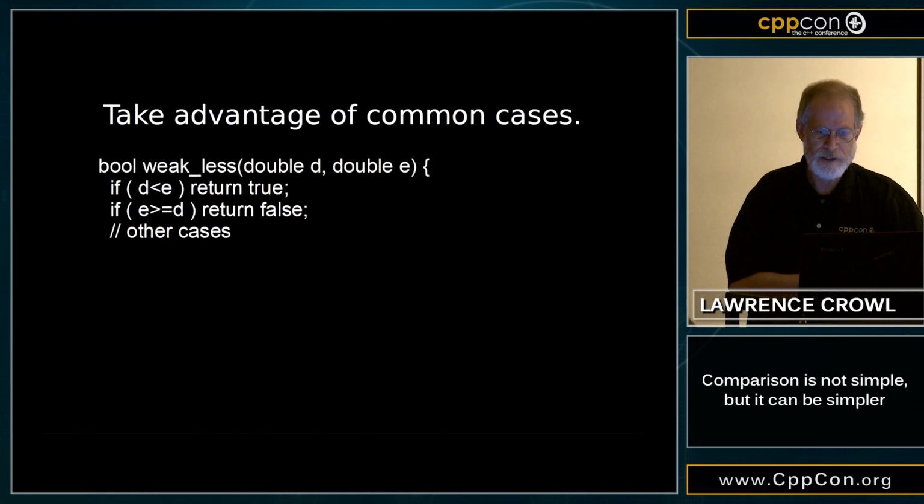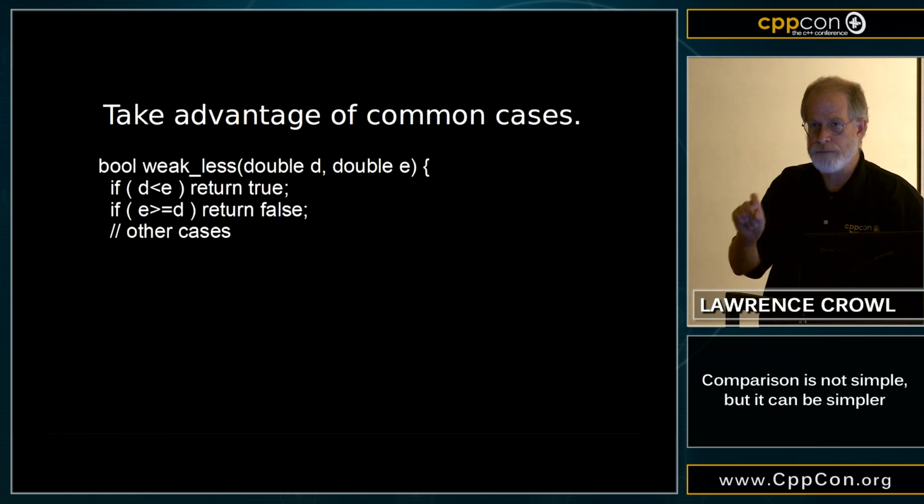When you move into implementation, though, what you want to do is make sure that you take care of the common cases first, right? NaNs and negative zeros are uncommon in most code. It'll be a small number of things that you see, small percentage of values that you'll see those. So we don't want them to slow down the computation. So we can test regular doubles. If it's less than, we know it's true. If it's greater than or equal, we know that weak less is false. And then we can go into the other cases, which takes a bit more time.